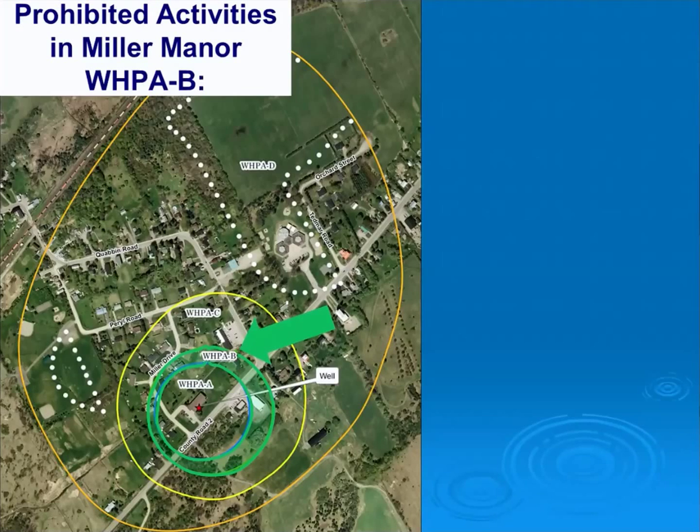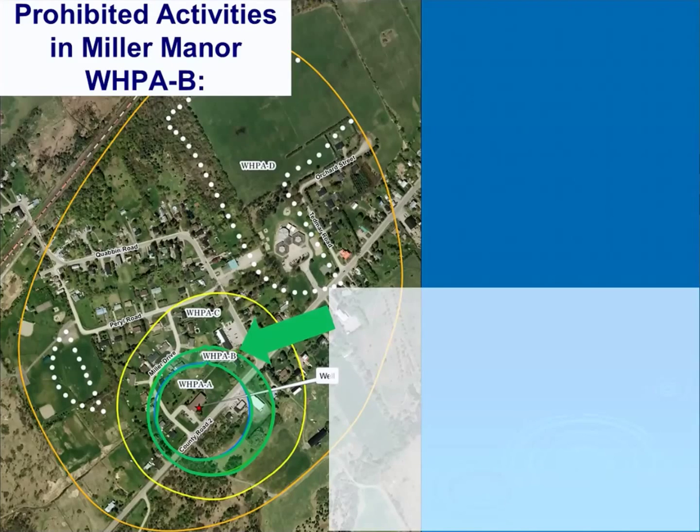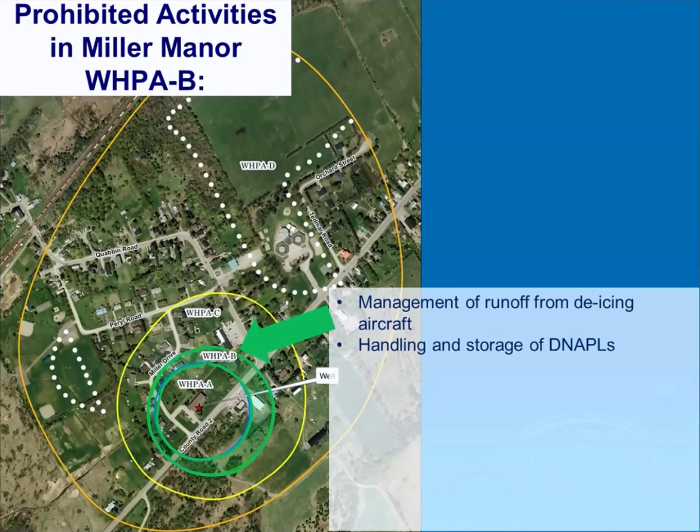The activities prohibited from becoming established in the future as per Policy 6.5.6 in the Cataraqui Source Protection Plan include the management of runoff that contains chemicals used in the de-icing of aircraft, the handling and storage of dense non-aqueous phase liquids, the handling and storage of pesticide at a facility where it is sold or used for application at other sites, except where it is manufactured or processed, in the specified mass and containing the specified active ingredients.